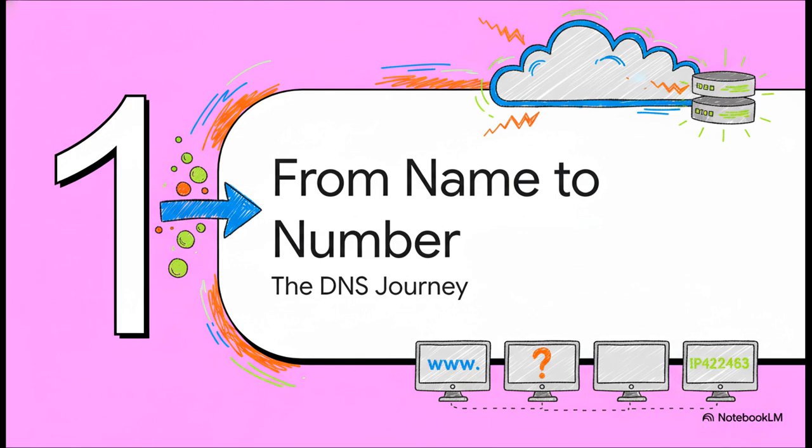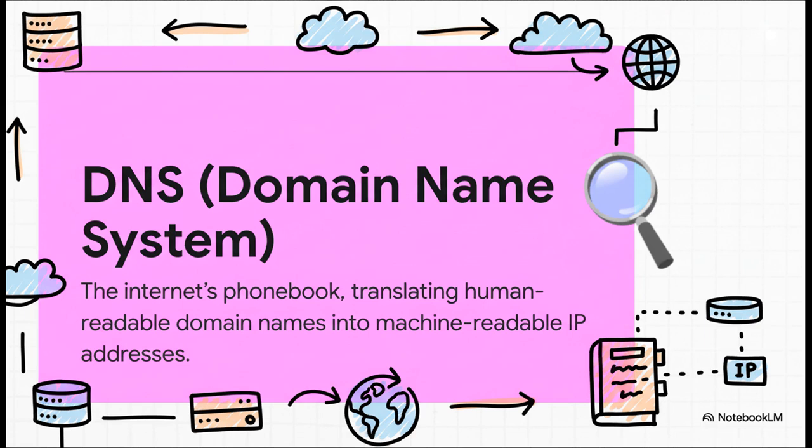So our journey begins with a really simple translation. Before your browser can even think about finding a website, it needs to translate that human-friendly name you typed in into a machine-friendly address. This is the first absolutely critical step, going from a name to a number. This whole translation is handled by the Domain Name System, or DNS. And honestly, the best way to think about it is as the internet's phone book.